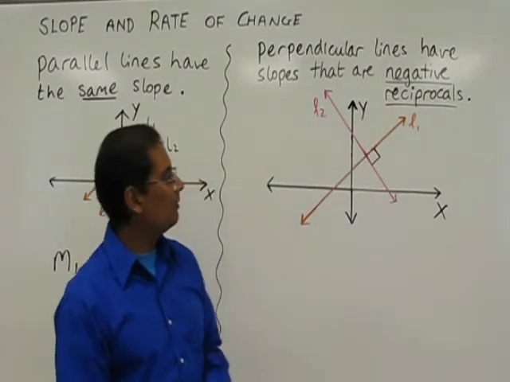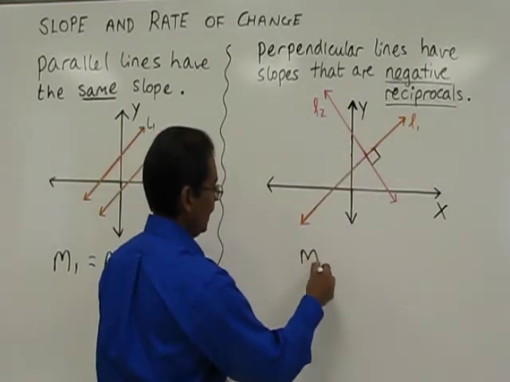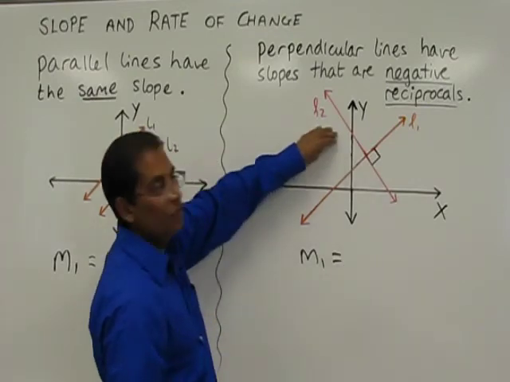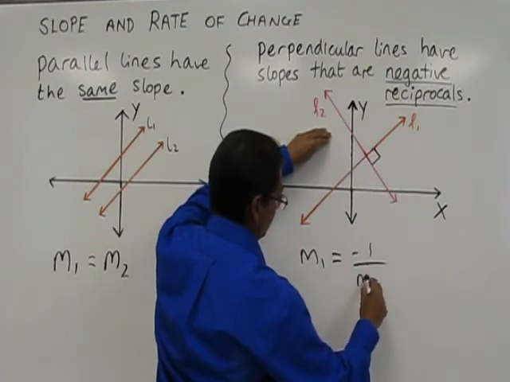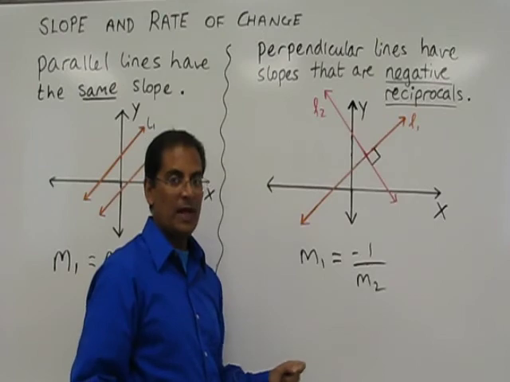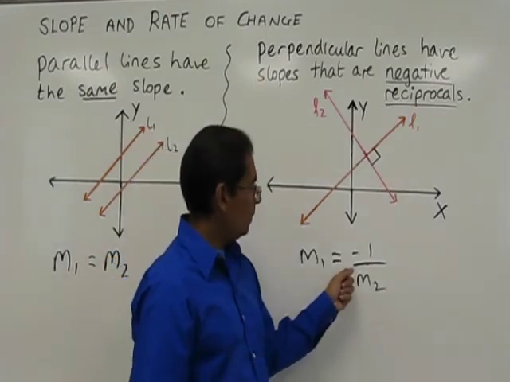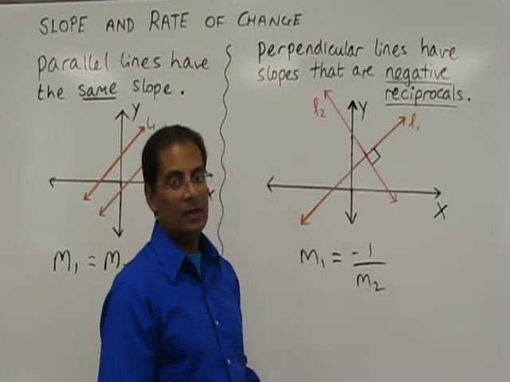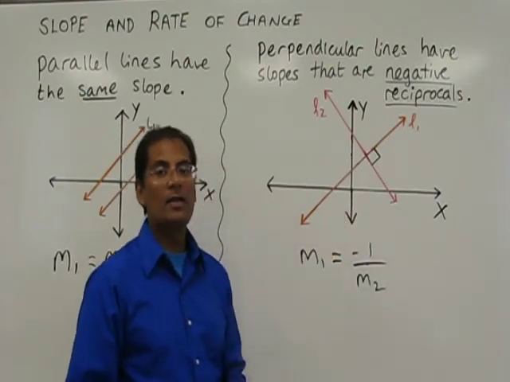What does that mean, negative reciprocal? It means, let's take the slope of line 1 as being m1. That slope will be the negative reciprocal of the slope of line 2. In other words, it will be equal to 1 over m2, but the negative of that. So the slope of line 1 is equal to -1 over the slope of line 2 if these lines are perpendicular. We'll do some applications with perpendicular and parallel lines later.